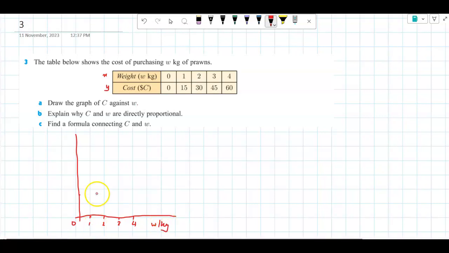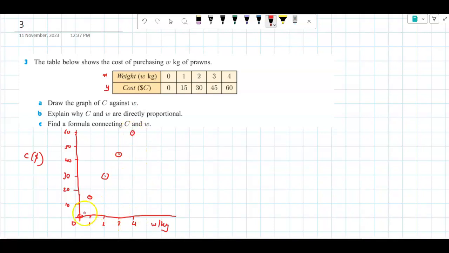Okay? And then for the cost, suppose you have to take uniformly, up to 60: 10, 20, 30, 40, 50, 60. Okay, and this is your cost in dollars. So now 0, 0. Then 1 and 15. Correct? 2, 30. 3, 45. 4, 60.